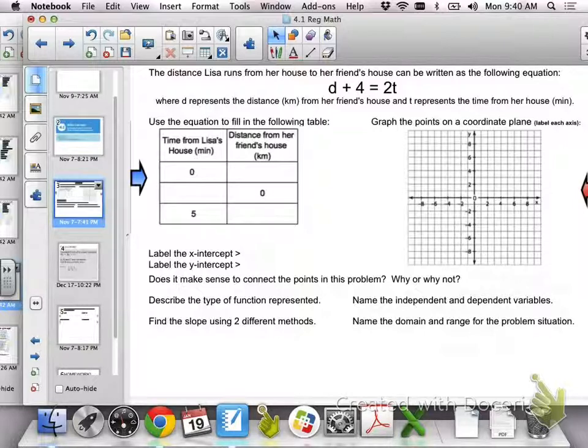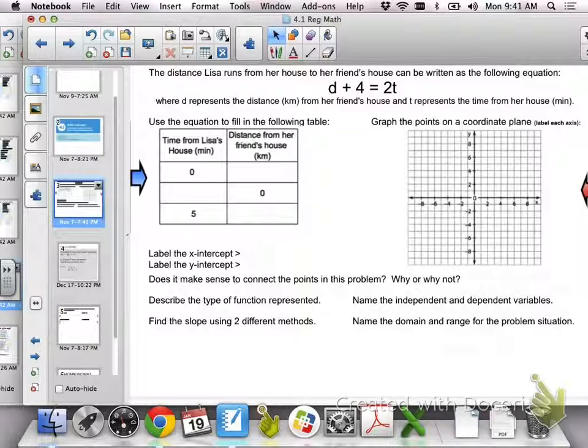On the board it says, the distance Lisa runs from her house to her friend's house can be written like this equation. Okay, so that's one representation. We're going to represent this equation as a table, and then also as a graph. When you and your group members get the half sheet of paper, I want you to look at this table and convert it into a graph, and then stop.